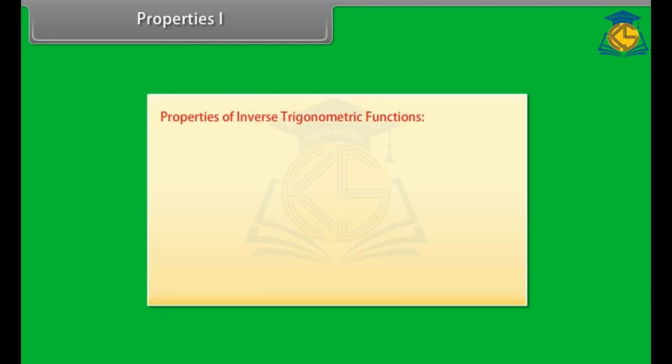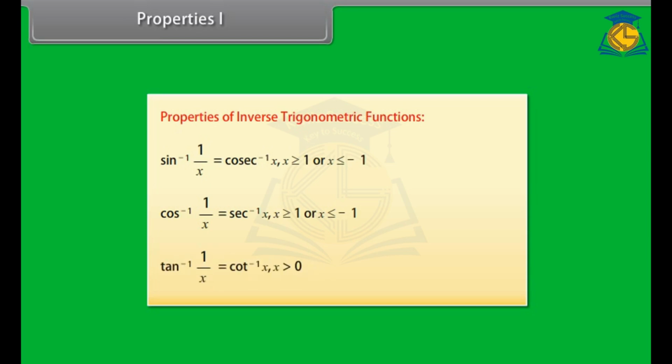Properties 1. Let's now learn about properties of inverse trigonometric functions. Sine inverse 1/x is equal to cosec inverse x, x greater than or equal to 1 or x less than or equal to -1. Cos inverse 1/x is equal to sec inverse x, x greater than or equal to 1 or x less than or equal to -1. Tan inverse 1/x is equal to cot inverse x, x greater than 0.